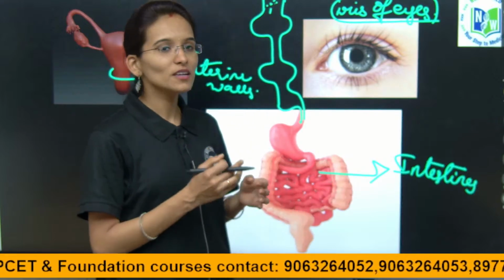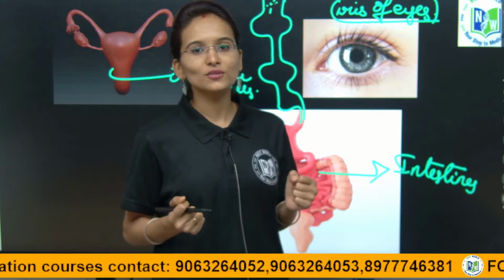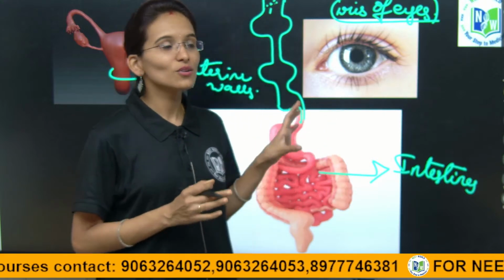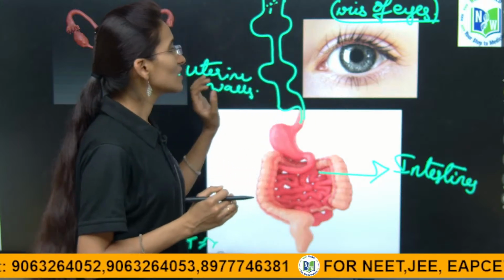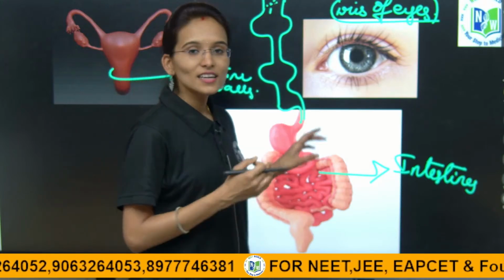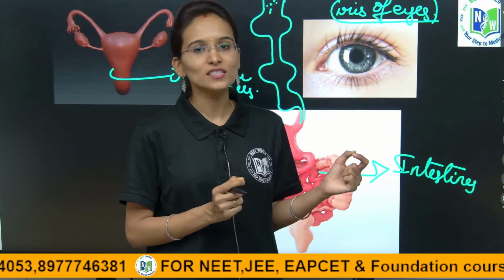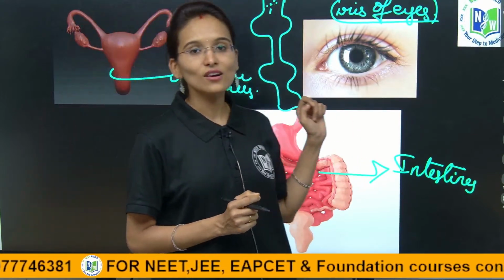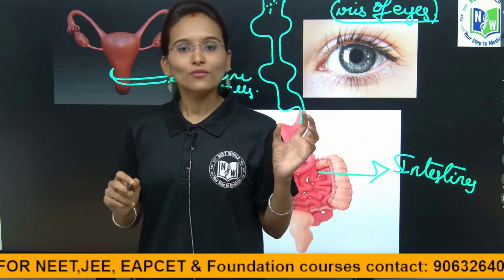Afterwards it enters the large intestine; the undigested food is transported to the large intestine. So now we are learning about the unstriated muscles. These unstriated muscles are present in these locations. We can find them in the esophagus, in the intestines and stomach, in the iris of the eyes, and also in the uterine walls.